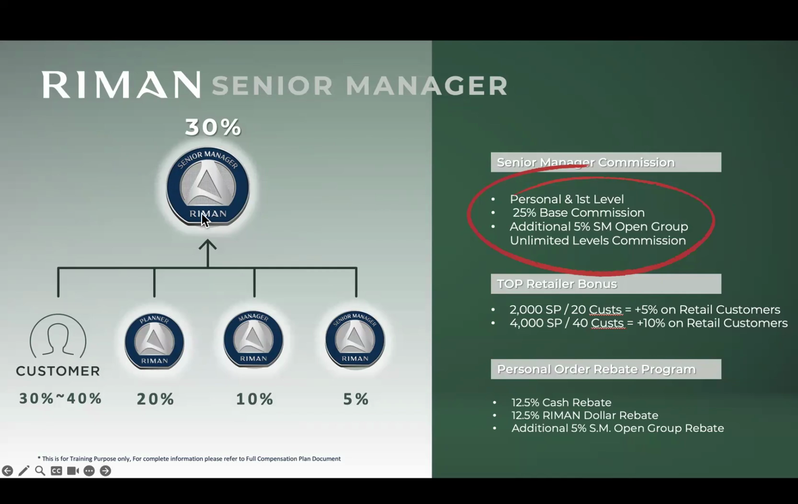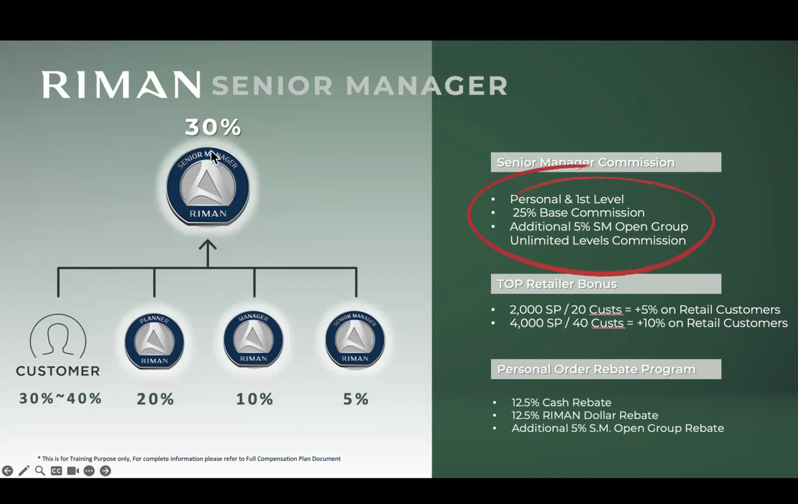Now, here's what I want to tell you. Here as well, you will have something called a differential payout. But here, as I explained, you're going to get paid on your personal and your first level a 25% base commission. What that means is when you have a differential payout, you're getting 25% differential plus the 5% open group on your SM open group. I know this is kind of confusing, but stay with me, okay?